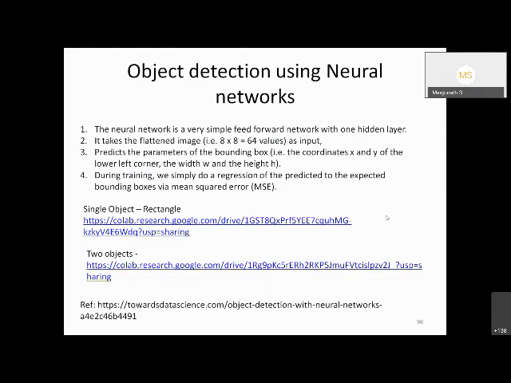So coming to the last part of this topic, object detection using neural networks. From these two examples, what we understood is that the neural network is not capable of taking care of spatial as well as temporal features. So how can I do object detection in videos? That is another challenging question.